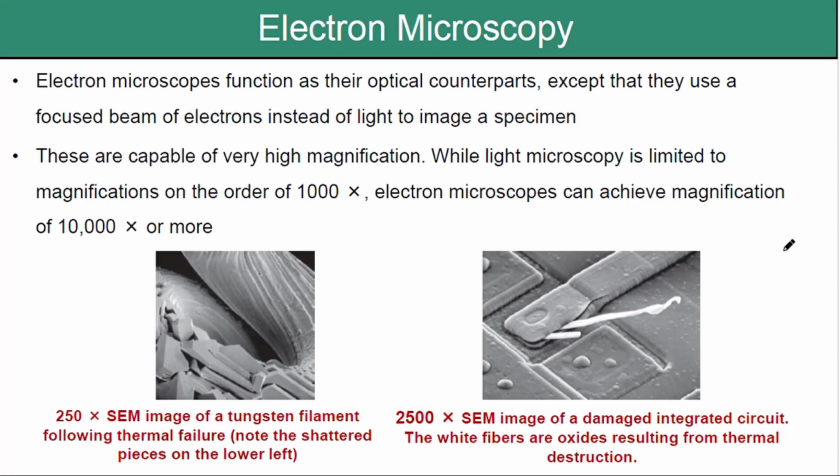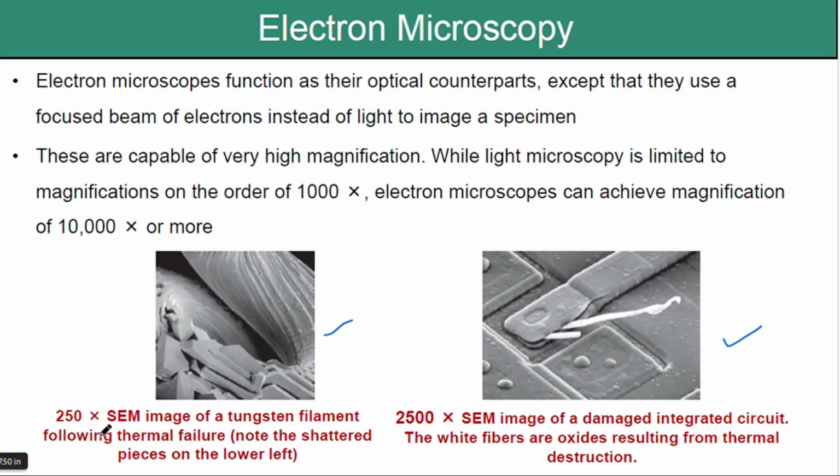There exist two types of microscopy: light microscopy and electron microscopy. In light microscopy, light is focused to image a specimen. In electron microscopy, an electron beam is focused. The difference is that the magnification obtained by light microscopy is less compared to electron microscopy. For example, light magnification is on the order of 1000 times, but electron microscopes can achieve magnification of 10,000 times.